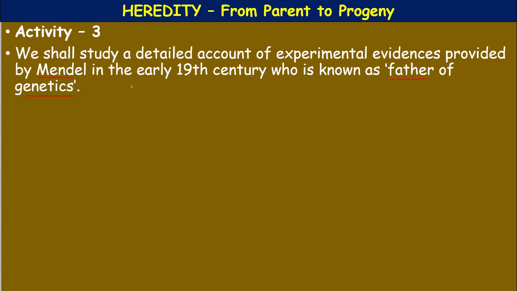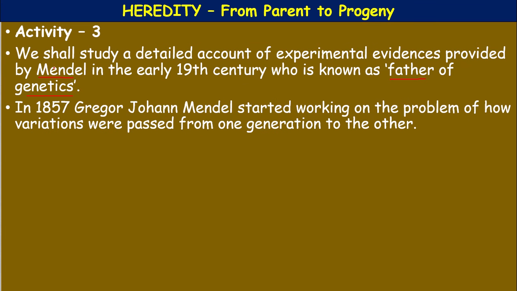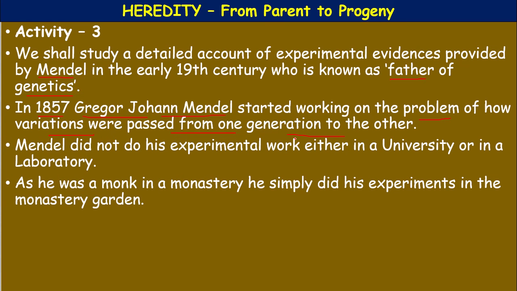In the early 19th century, he conducted so many experiments. In 1857, Gregor John Mendel started working on the problem of how variations were passed from one generation to another. This is called heredity. So how do the variations, the changes, pass from one generation to another? This was the question arising in the mind of Gregor John Mendel, so he started working on this problem in 1857.